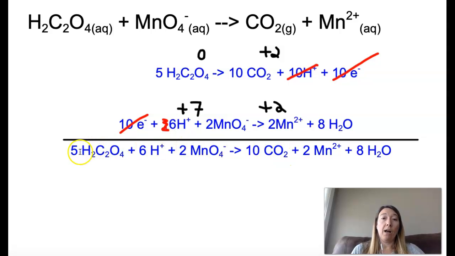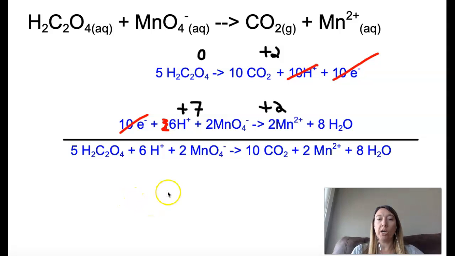So hydrogens, I have 10 plus 6, so I have 16 hydrogens. I have 8 times 2, so I have 16 hydrogens. 5 times 2 carbons, so 10 carbons, 10 carbons. Oxygen, I have 5 times 4, so 20, plus 2 times 4, so I have 28 oxygens. Here I have 10 times 2, so 20, plus 8, so I have 28 as well. We already did the hydrogens, so the Mns, I have 2 Mns as well as 2 Mns. So those all balance out. So my atoms are currently balanced.